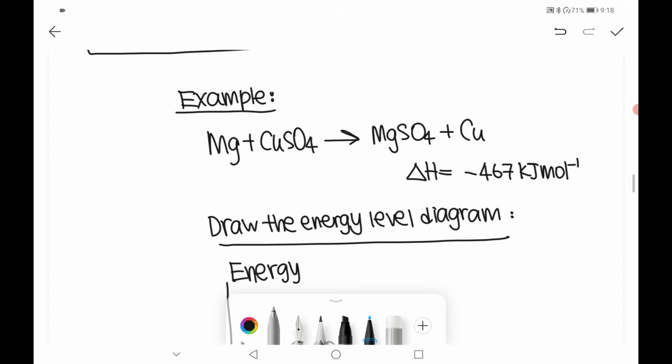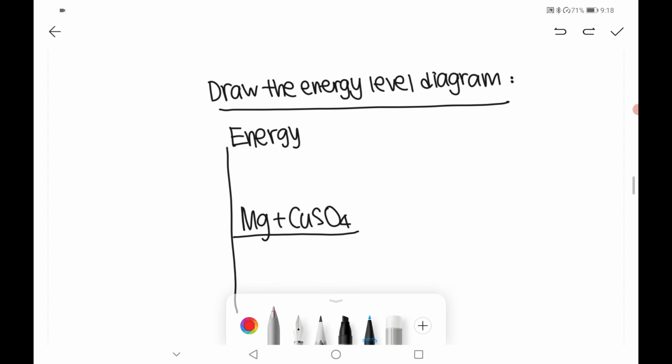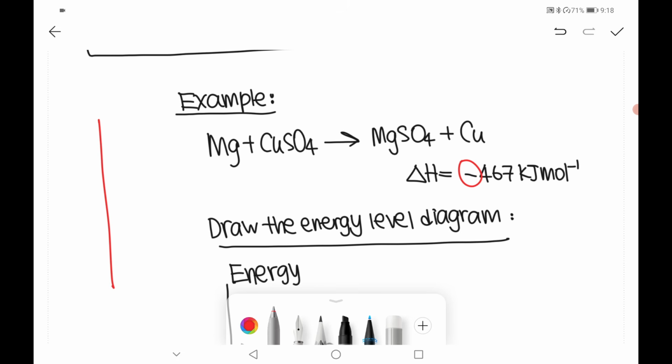So the next thing, now you must know whether the staircase will go up or go down. So how to know the staircase will go up or go down? Look at the delta H, the sign. So when the sign is negative, will it go up or go down? According to the number line, go down is negative, go up is positive.